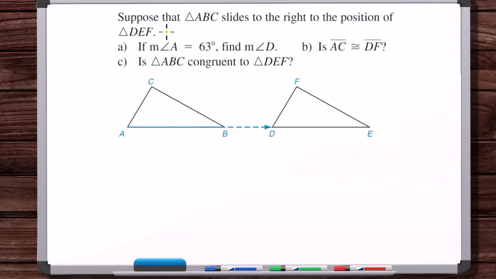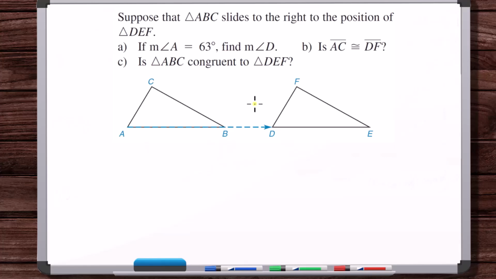Okay, suppose that triangle ABC slides to the right to the position of triangle DEF. So triangle ABC undergoes a slide, or a translation, straight to the right, and the resulting triangle is transformed into triangle DEF. If the measure of angle A is 63 degrees, find the measure of angle D.